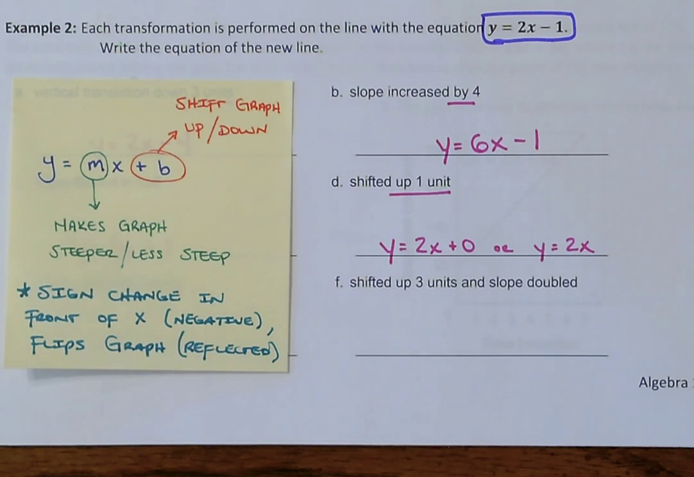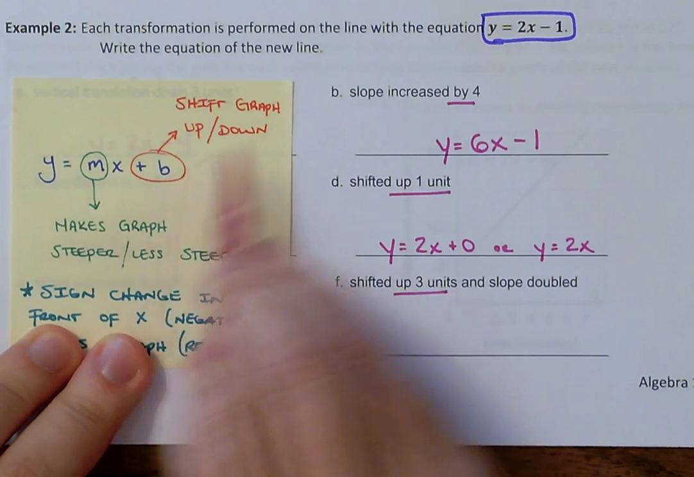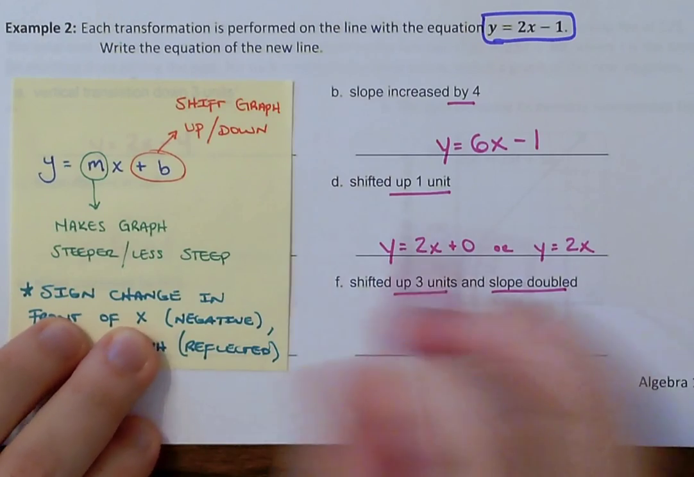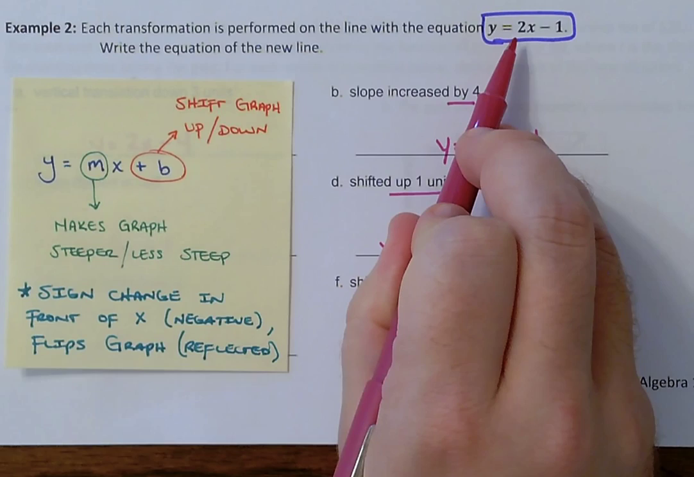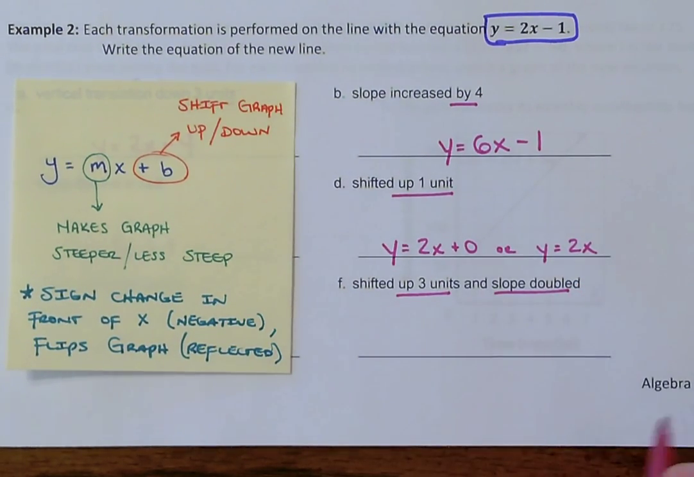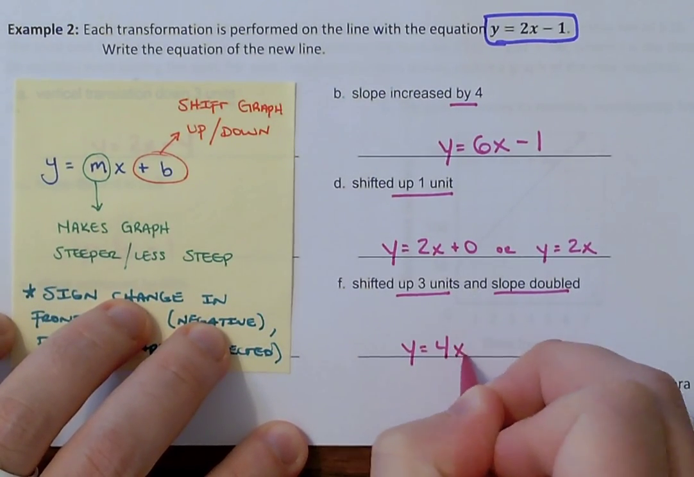So for part f, it's going to ask us to go through and do two different types of transformations. So they want us to shift it up 3 units, and then the slope needs to be doubled. So we're shifting it up 3 units. That means this part needs to move up 3, and then the slope being doubled. So a doubling of 2 means that we're going to do 2 times 2, which is going to give us 4. So y equals 4x.